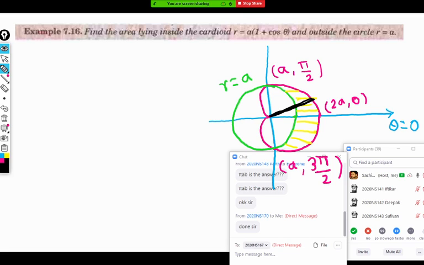Now tell me the limits of r. Where does the strip enter the region, at which curve? Sir, the strip enters the region at r is equal to a to 2a. Not correct.